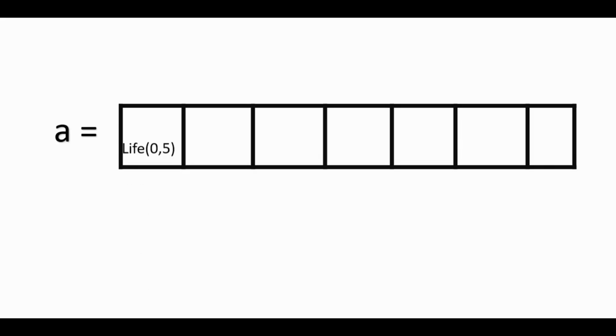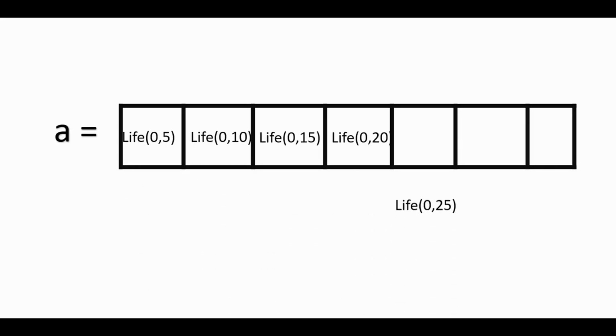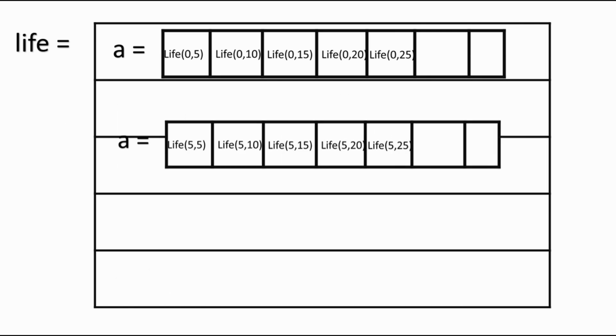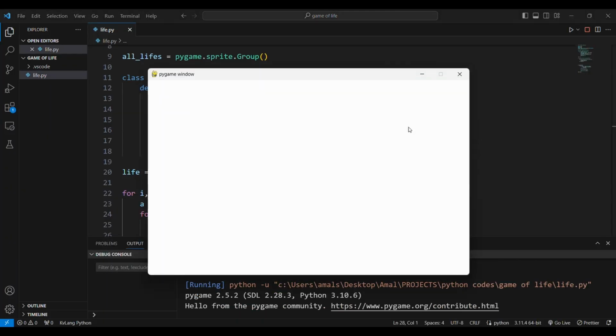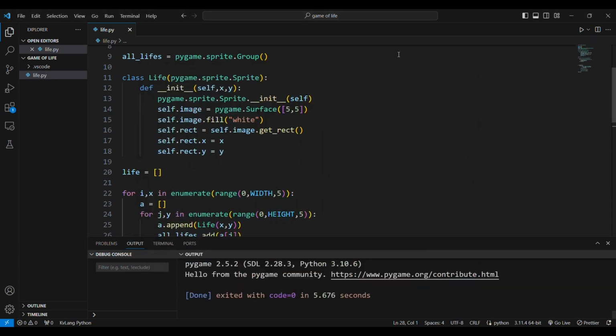I will show how this loop works. First the class object is stored in a list A. Then list A appends to list life. Running the program. Now the screen is filled with full cells.